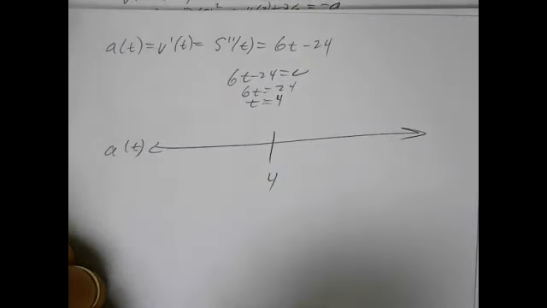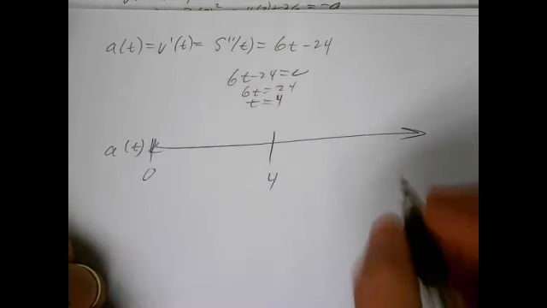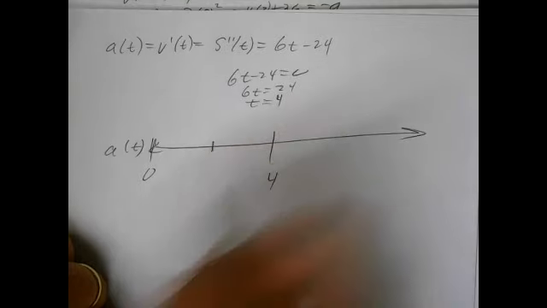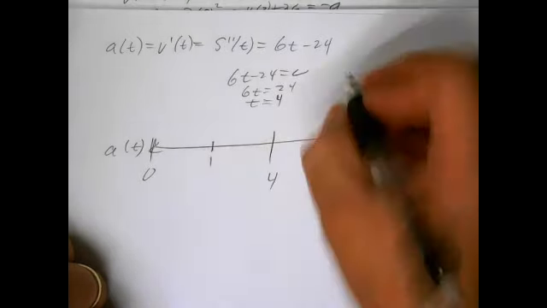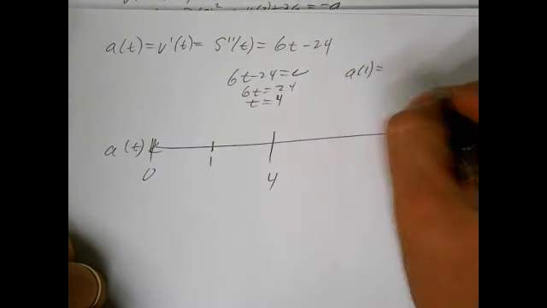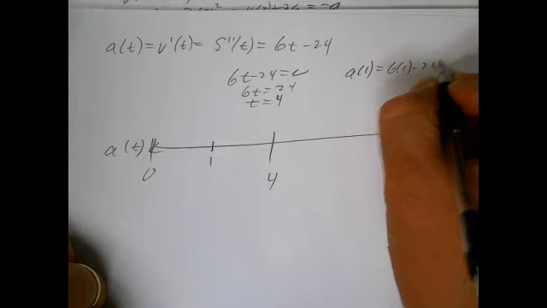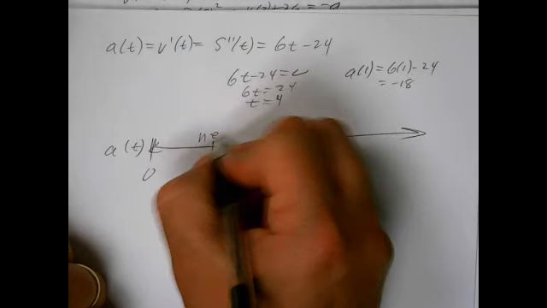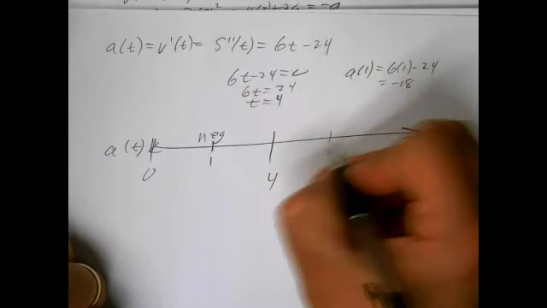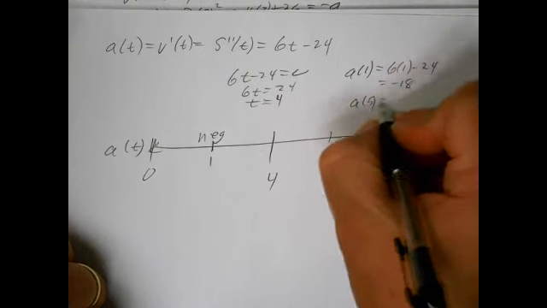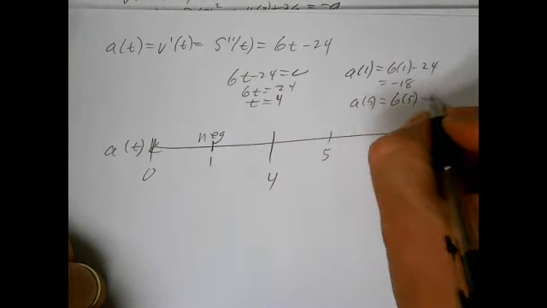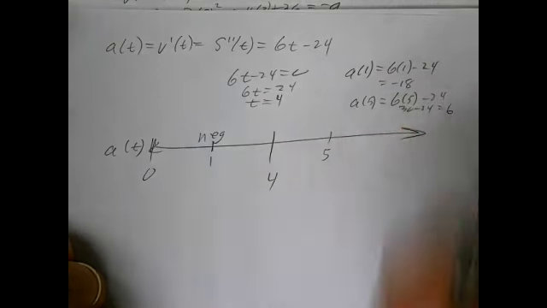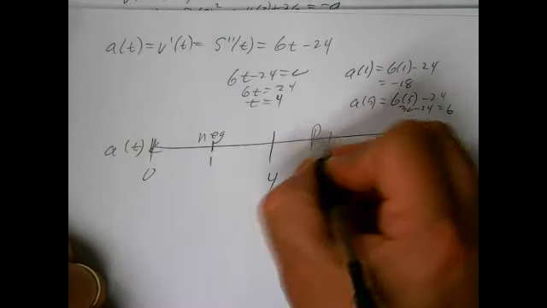Okay, so we'll say that 0 is down here somewhere. Here's 4, and here's everything else. Plugging a number in just to see what's happening. Say like maybe a 1. Well, acceleration at time 1 second. So 6 times 1 minus 24, which is negative 18. So in this interval, acceleration is negative. Putting in a number like maybe 5, acceleration at time 5 is 6 times 5 minus 24, which is 30 minus 24, which is 6. Not caring about the 6. I care about the fact that it's positive.